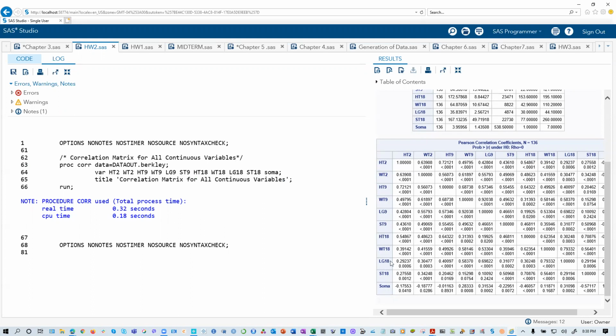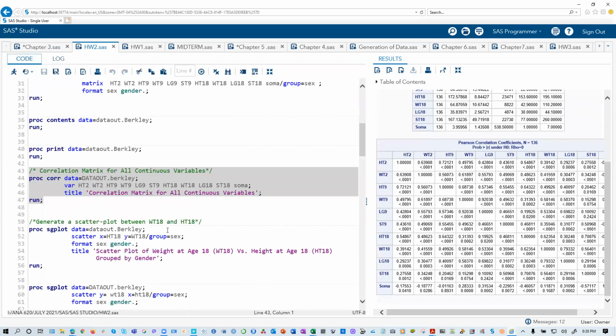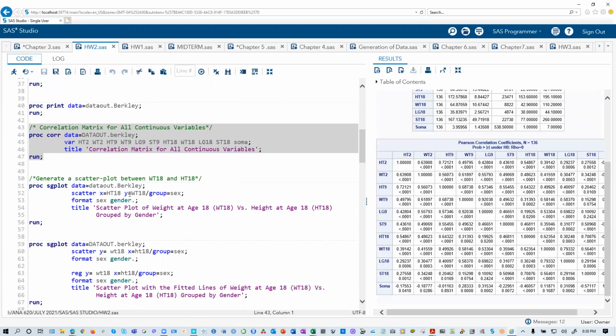You can pick LG18, but I put WT18, even that close to that one, something with the highest correlation, not the lower correlation. Even the height at 9, 64, you can pick that too. Something in the 60s. So if you're going to pick exactly the right one, that should be ST18.